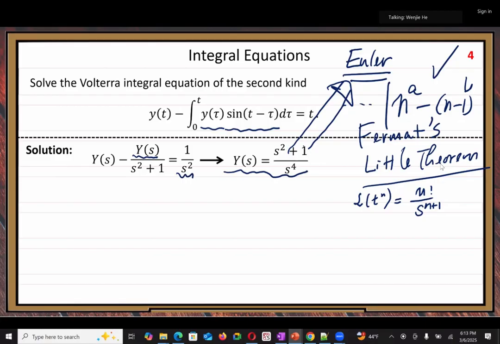To find the inverse, when you see that, you split the two terms in the numerator. So after the split, 1 over s squared, 1 over s to the fourth, now you can use the inverse Laplace transform, use this formula. The first one, t, right?